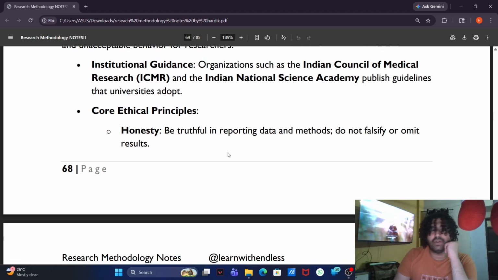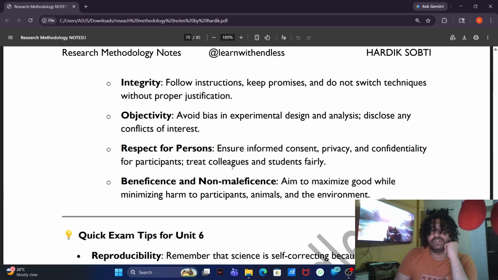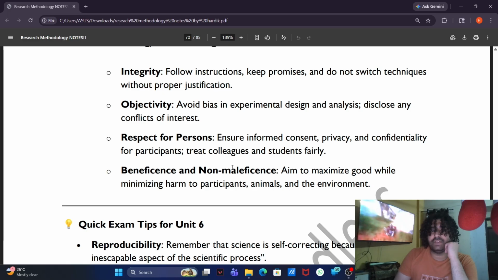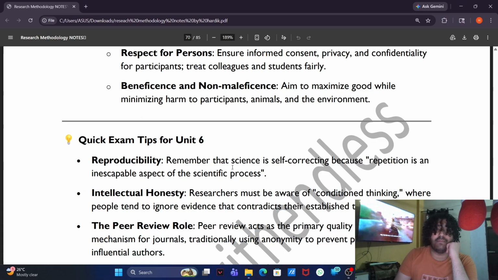Let's go through them one by one. Honesty. Be truthful in reporting data and methods, and do not falsify or omit results. Integrity. Follow instructions, keep promises, and do not switch techniques without proper justification. Objectivity. Avoid biases in experimental design and analysis. Disclose any conflicts of interest. Respect for persons. Ensure informed consent, privacy and confidentiality for participants. Treat colleagues and students fairly. Beneficence and non-maleficence aim to maximize good while minimizing harm to participants, animals, and environment.